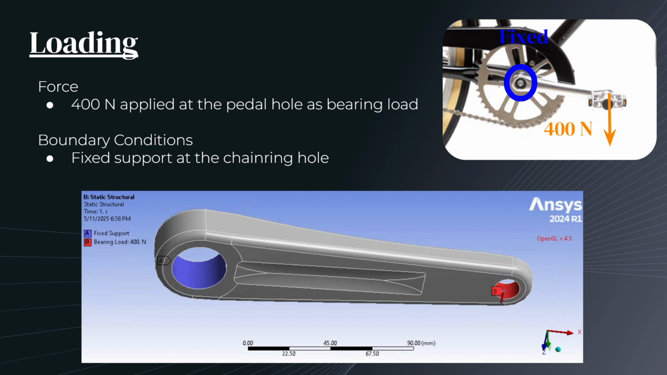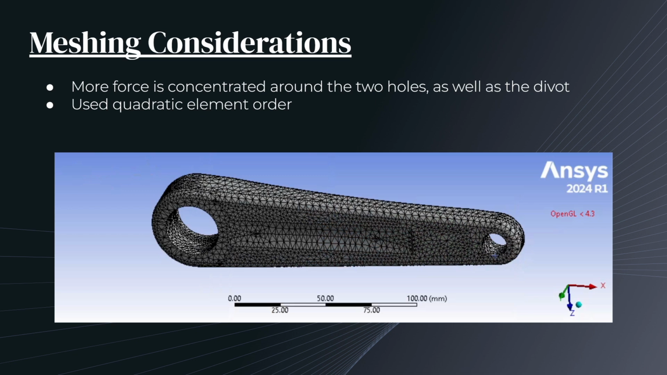When meshing, we noted that more force is concentrated around the two holes as well as the divot. We added an edge sizing method to those parts to change element sizes to 1 millimeter, while the rest of the body was in 2 millimeter elements. We also used a quadratic element order with quads, as they are generally more accurate than tri-elements.